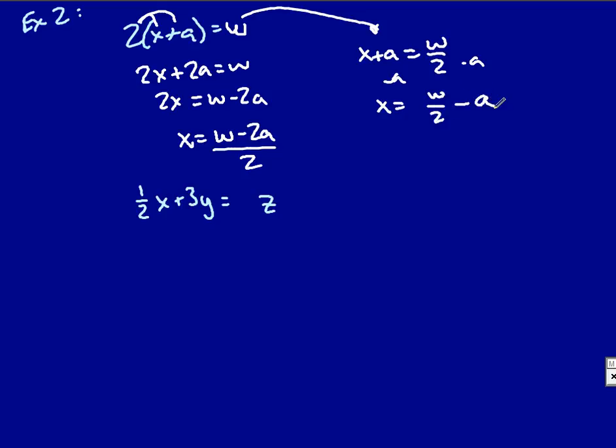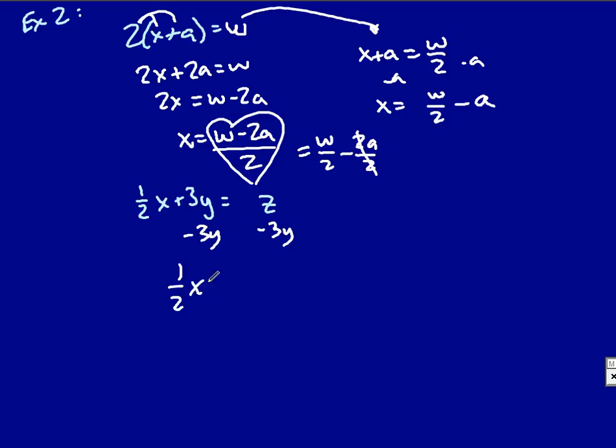And that's actually the same thing, because if I took this as a hard problem and just broke it up, it would be w over 2 minus 2a over 2, which would cancel to be just a, which is the exact same thing.